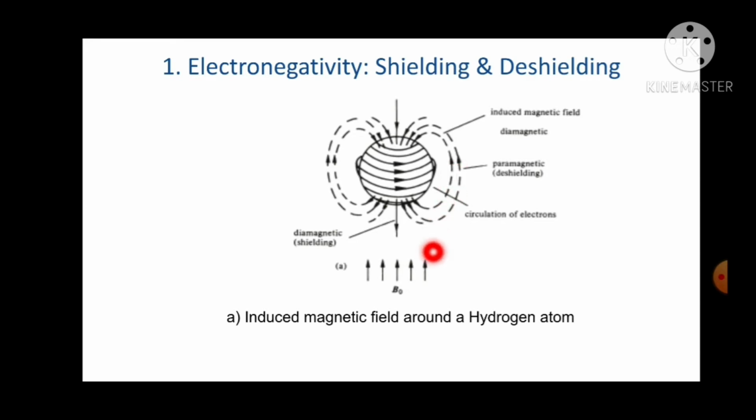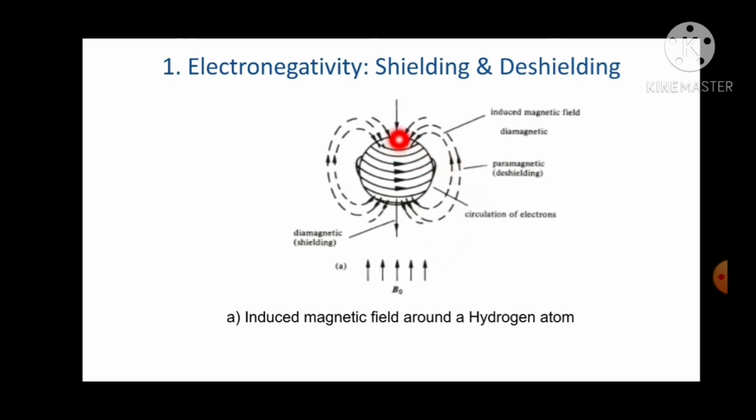Okay, so they are parallel to each other. If they are parallel to each other, then they are deshielded. In that case, if something is coming in this particular region, it is not protecting itself from this B0, and it will be deshielded, or paramagnetic, parallel to the applied magnetic field.